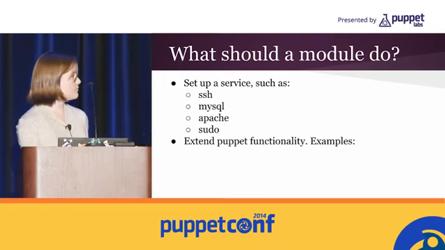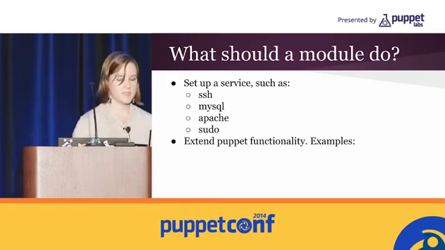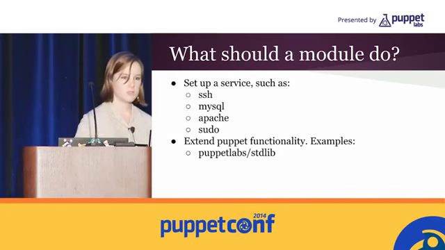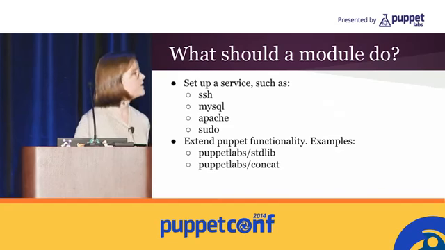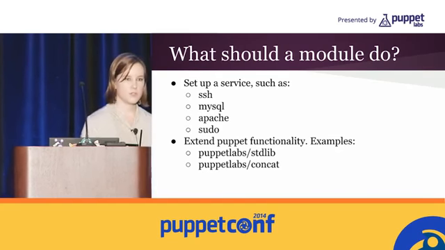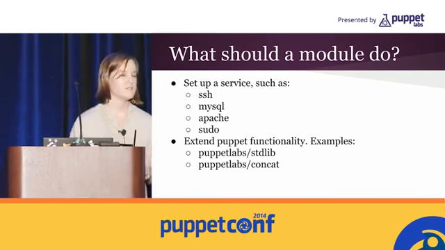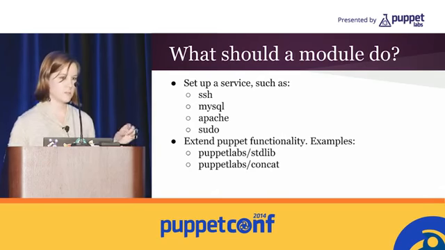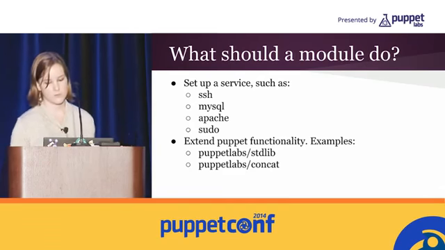Additionally, we sometimes write modules to extend Puppet functionality. So some examples of those are the stdlib module, which provides you with some functions you can use, and the concat module, which helps you construct configuration files from fragments. We won't talk about how you write these types of modules, but these types of modules can be very useful to you when you're writing your own modules.